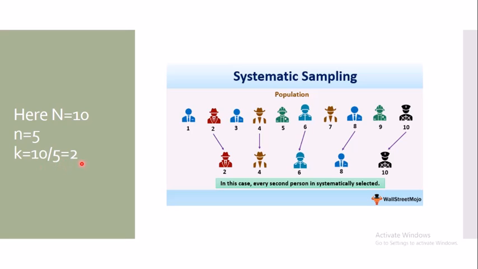Then I know my k is also 2, so 2 plus 2 is equal to 4. The next person is 4, so I selected him. Again add 2: 6 is also selected, 8 is also selected, 10. And it is more or less a representative sample, so I have people from all walks of society over here, and it adds up to my final number, that is 5. Okay, so this is how you perform the systematic sampling method.